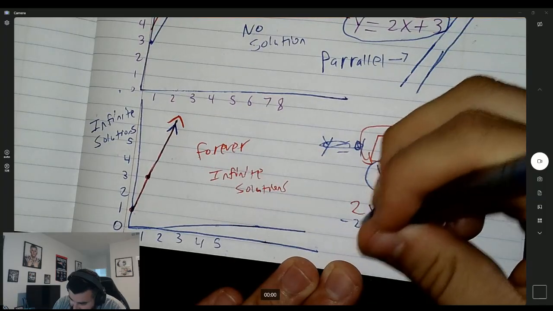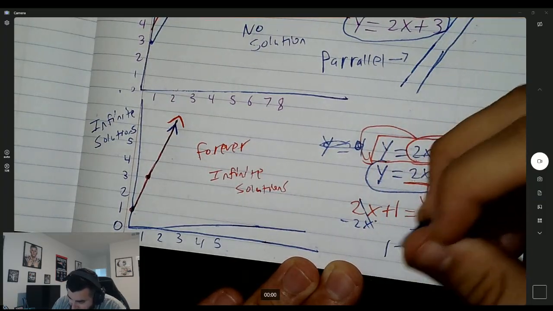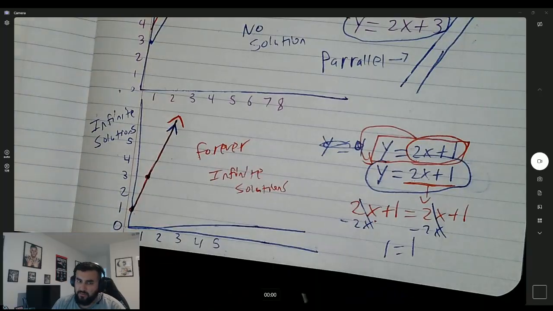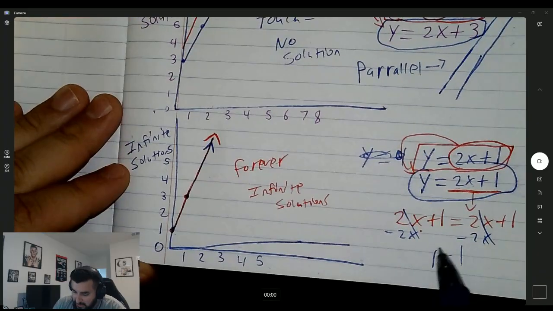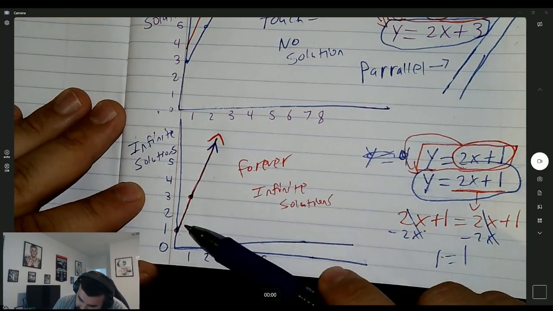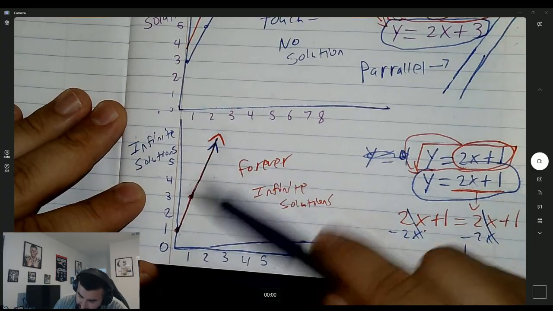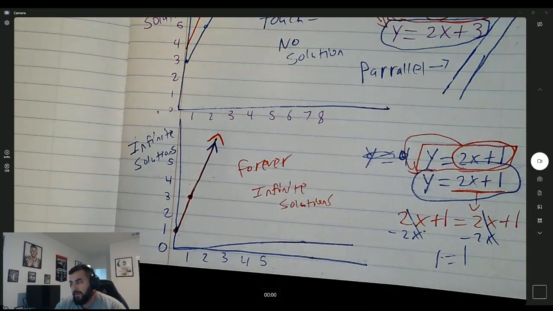Subtract 2x from both sides. The x's didn't survive. They're done. But I am left with a statement, and this statement says 1 is equal to 1. Is that a true statement? Of course it is. And since it's a true statement, we can declare that this is an infinite solution. And because of that, we can even graph these, like I said before, and they'll touch forever, making it also an infinite solution. So hopefully you kind of see the connection between those two with one another.